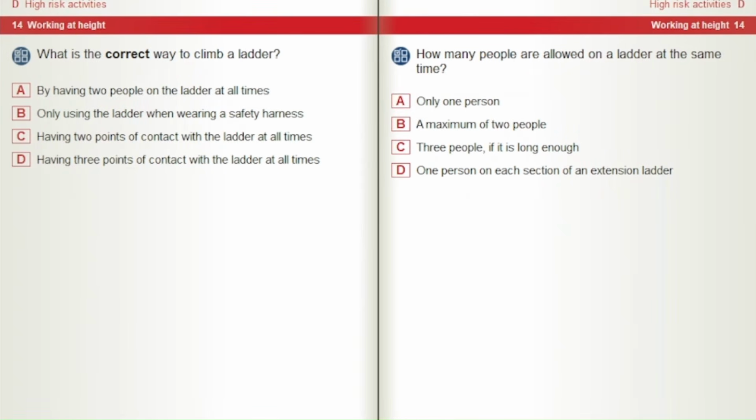What is the correct way to climb a ladder? By having 2 people on the ladder at all times. Only using the ladder when wearing a safety harness. Having 2 points of contact with the ladder at all times. Having 3 points of contact with the ladder at all times.